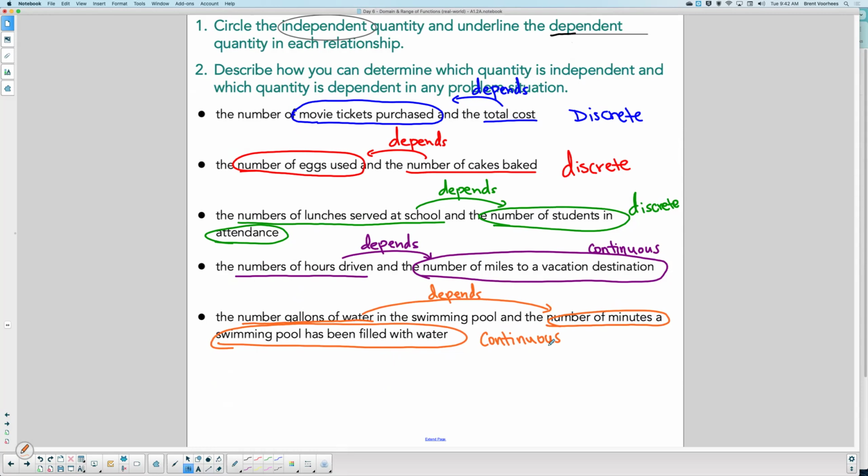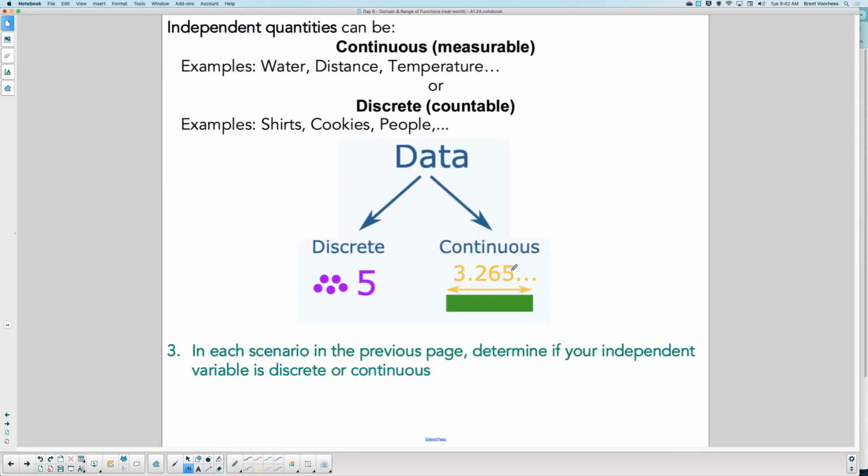So what's the difference? What it means is if you're continuous, you can have like a half or whatever. Is it possible to fill a pool for 1.5 minutes? Could you fill a pool with water for 1.5 minutes? Yes. That's what continuous means, you can have decimals. And that's why I always say it's measurable in that sense.